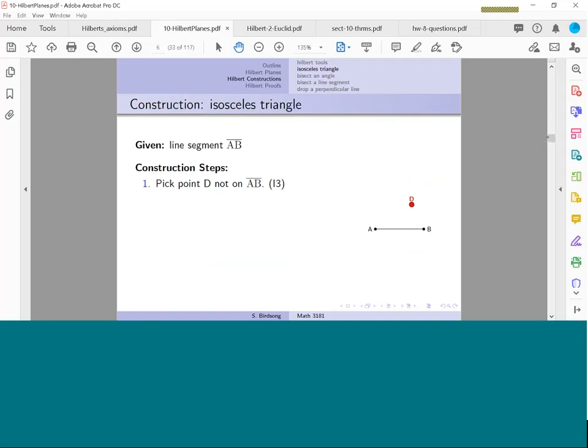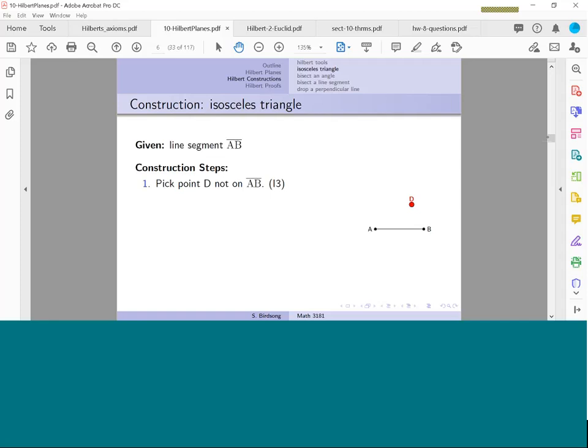Any guesses why I3 would be a nice incidence axiom to use? Anybody remember what that third incidence axiom said? The third incidence axiom just says you're guaranteed to have 3 points that are not all on the same line. So in order to have a triangle, you have to have 3 points that are not all on the same line.